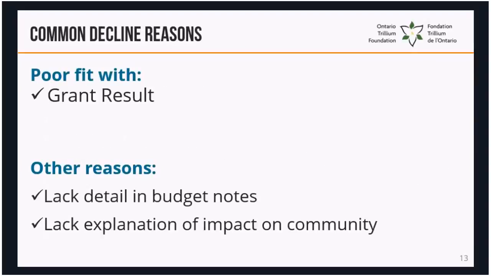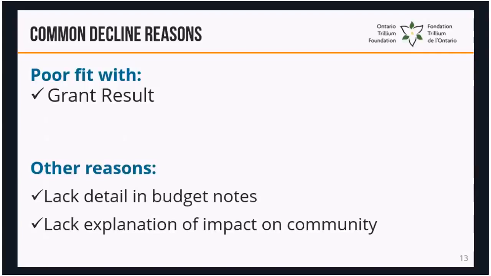Next, we want to highlight for you the top reasons why some applications don't move forward. These are important to keep in mind as we move through the presentation. We've developed our tip list to help you steer clear of what we see as the most common reasons some applications miss the mark. The most common reason for a capital decline is weak or no alignment with the grant result chosen. It's not enough to just describe the need for your project or a description of the repairs and renovations. You need to describe the impact that completing the capital project will have on people who use this space.